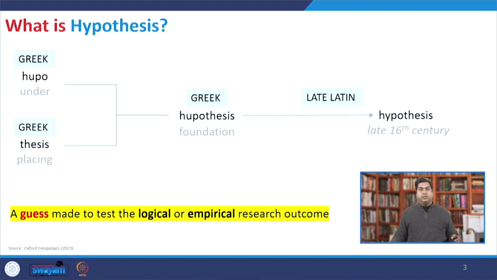Let us understand what is hypothesis, and this is not a new terminology that we are discussing in recent times. It started with a Greek word hupo and then thesis, and then initially it was mentioned as a hypothesis, and then in late Latin it is referred to in the late 16th century as hypothesis. So what exactly is it? It is nothing but a guess made to test logical and empirical research outcome.